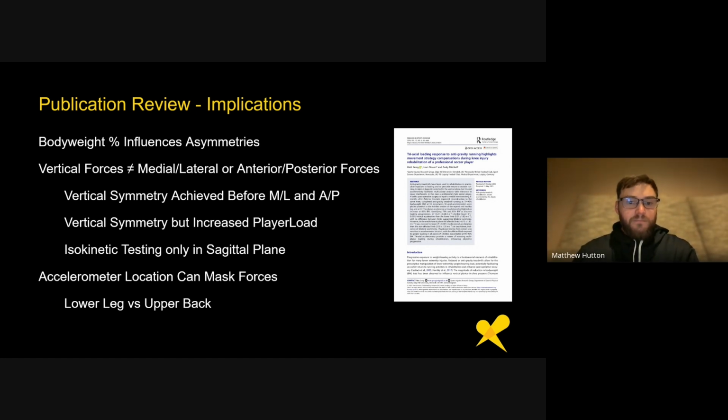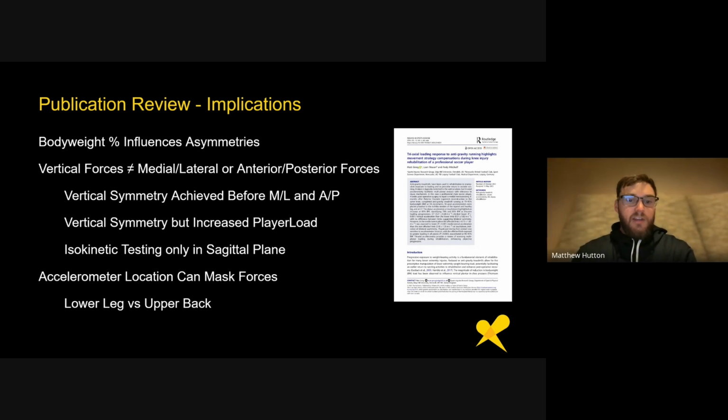Vertical symmetry increased with the player load. So they talked about how the player load is the accumulation of all of the different forces. And so even though they have vertical symmetry, maybe they're still getting some kind of a knee valgus that's increasing the acceleration of that medial lateral plane.